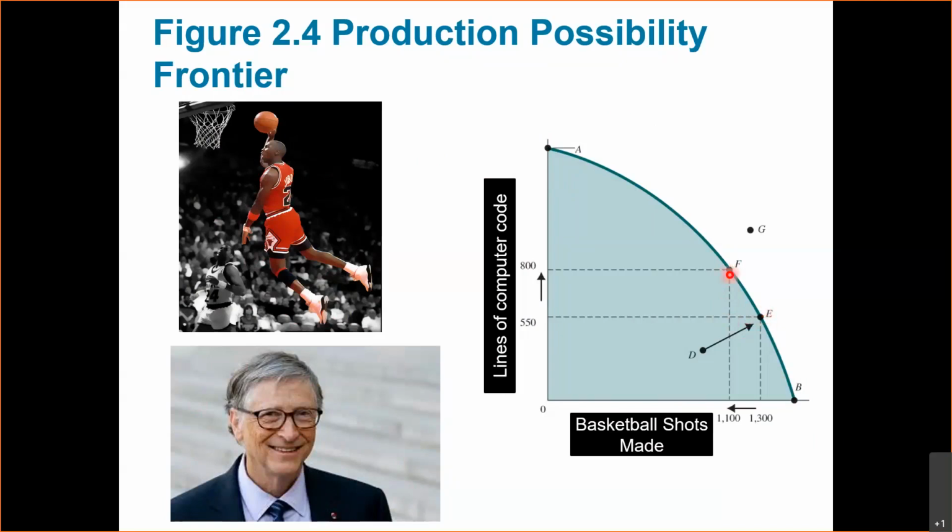And as we keep getting more and more shots, we're having to give up more and more code each time. So as we move down this curve, we're giving up more and more code each time, and we're getting fewer and fewer additional shots. This is called increasing opportunity cost. So the PPF has this bowed out, mathematically concave shape due to increasing opportunity costs due to specialized resources. Why does it have this curve shape? It's got this curve shape because not everybody is as suited to the same task as everyone else.